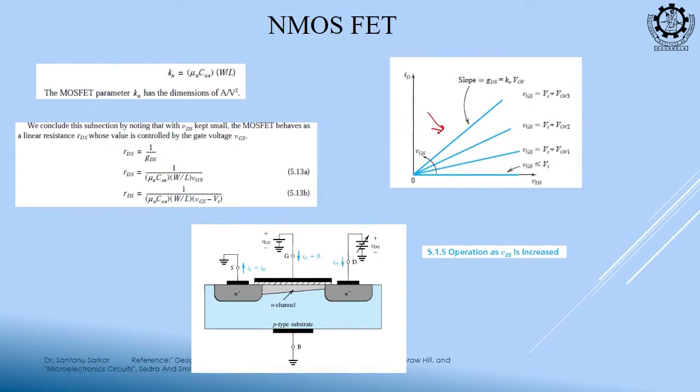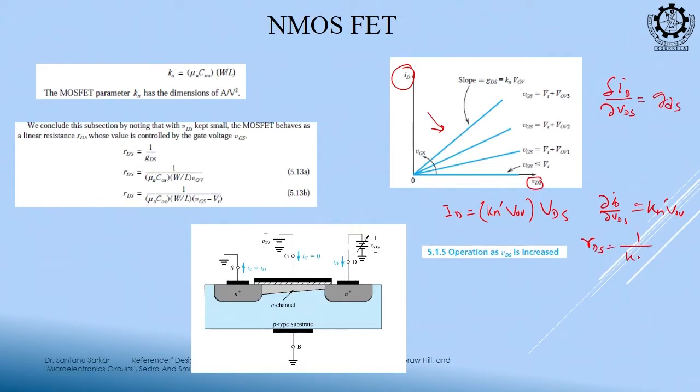You see this expression, this is my ID is equal to Kn dash VOB VDS, right. So, this is ID, this is VDS, del ID by del VDS, what is that? Conductance GDS. If you invert it, you will get resistance. So, what is that? Del ID by del VGS, Kn VOB, and what is the resistance? 1 by Kn dash VOB. You see, this is the resistance, 1 by mu n COX W by L VOB, and what is the value of VOB? VGS minus VTH.